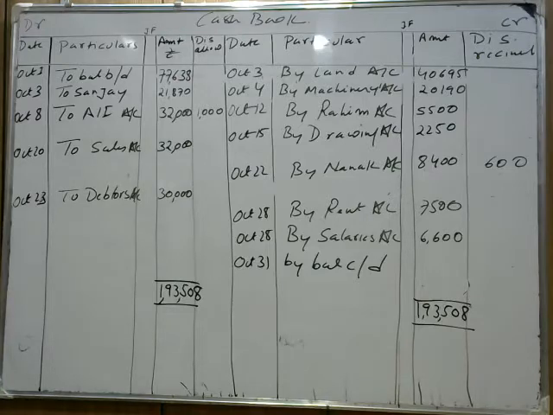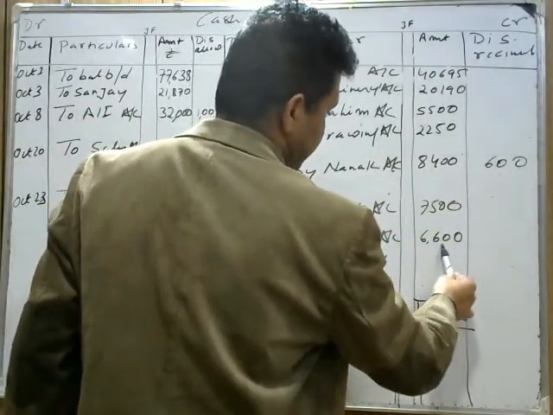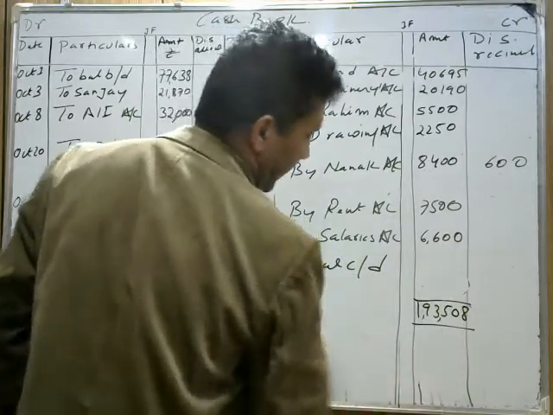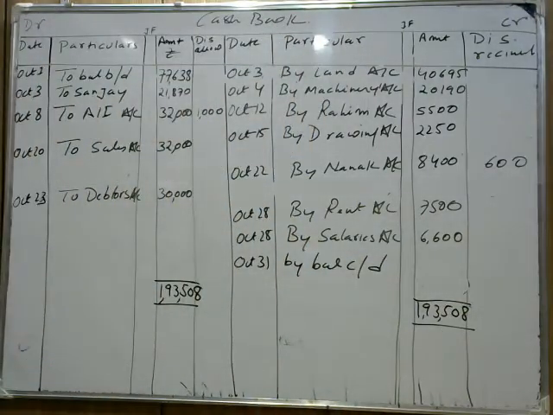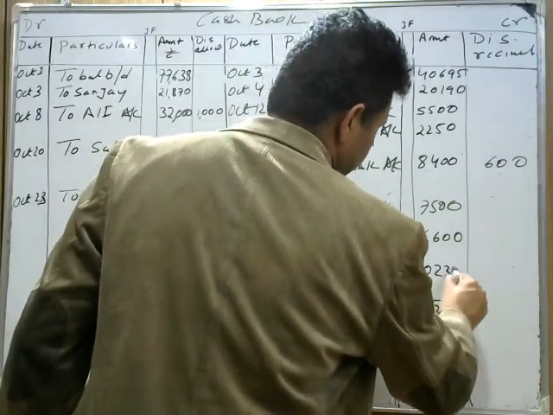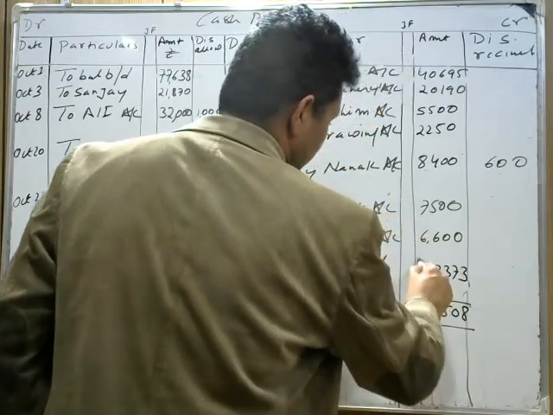If you add all these sanctions, 40695 plus 20190 plus 5,500 plus 2250 plus 8,400 plus 7,500 plus 6,600, and subtract the total of all this from 1,93,508, the total is coming 1,02,373. So 1,02,373 is the closing.